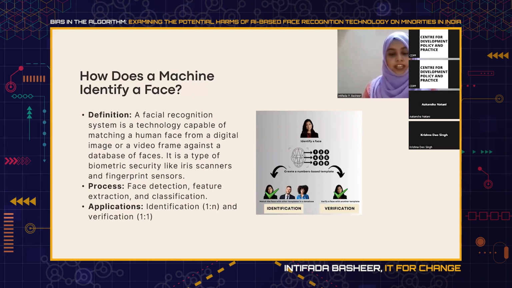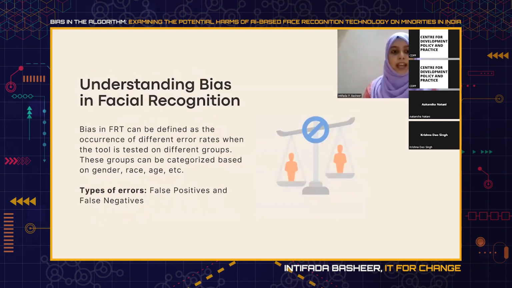Some examples of verification include when you use the technology to unlock your phone. And for identification, we can say when police forces use CCTV cameras and face recognition technology to identify criminals. So now, how do we understand bias in a technology? Bias in FRT can be understood as when the system displays different error rates when being tested on different groups. These groups can be categorized based on race, gender, age, and so on.